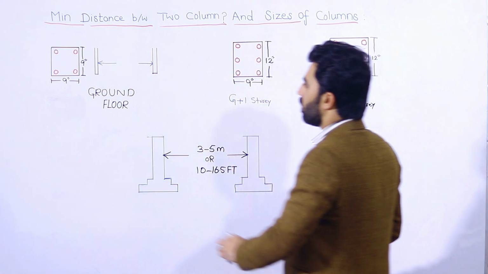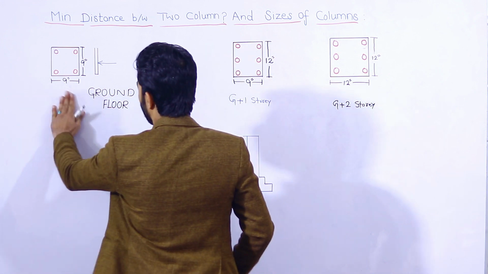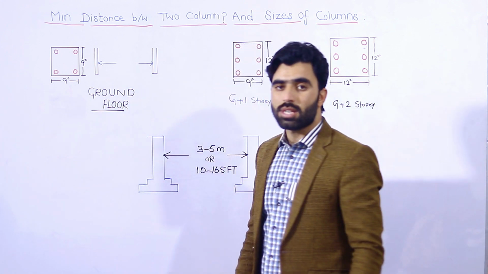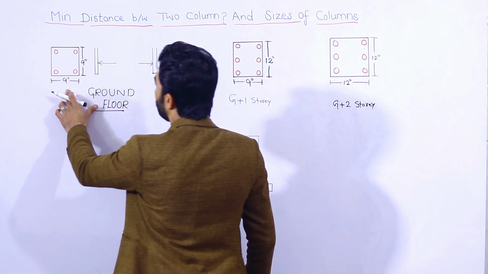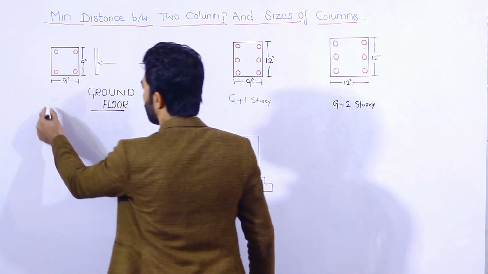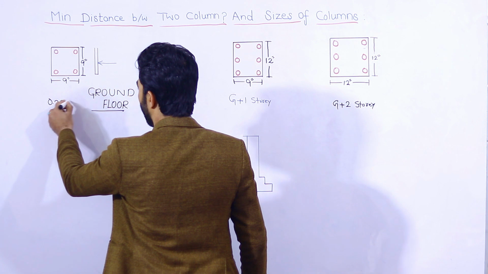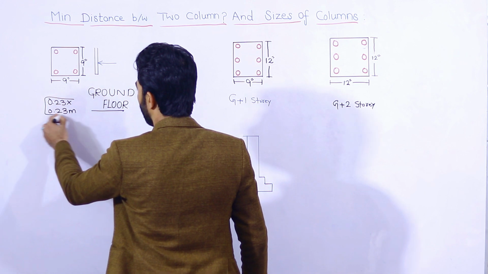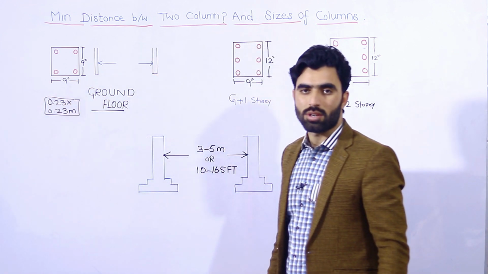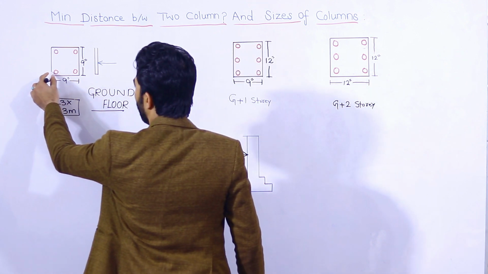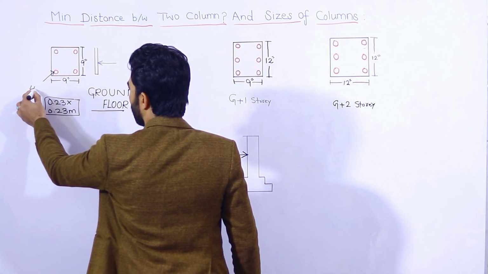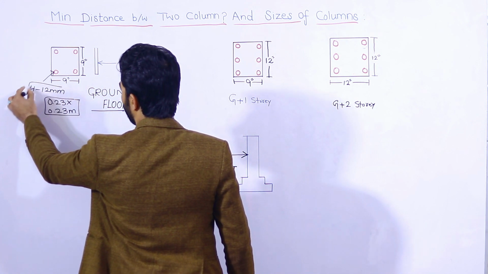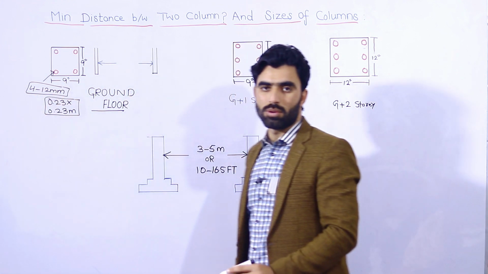As you can see guys, this is the ground floor plan. So for the ground floor, or only for a one story building, the size of column should not be less than 9 by 9 inches, or you can say 0.23 by 0.23 meter. So this should be the minimum size of RCC column, and you can use minimum 4 steel rods, whose dia should not be less than 12 mm. Okay, so this is steel reinforcement for ground floor.